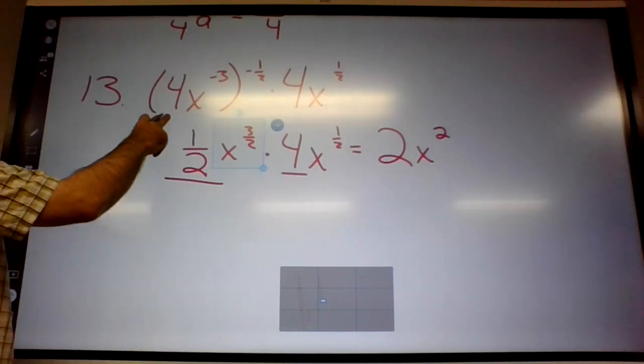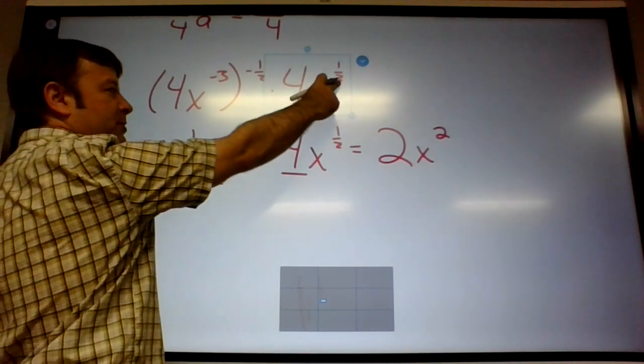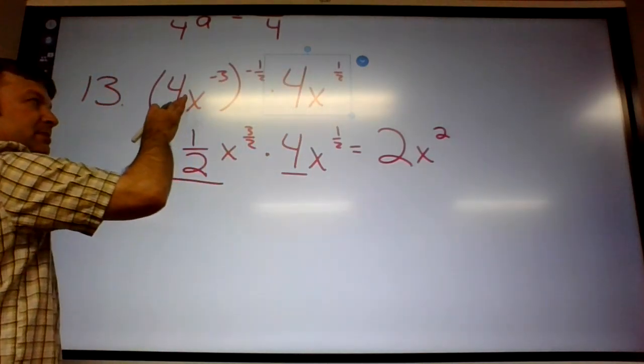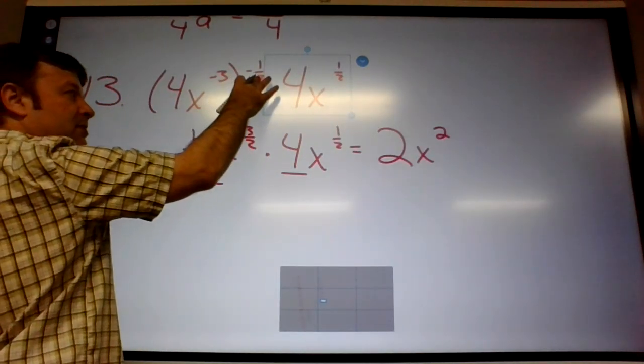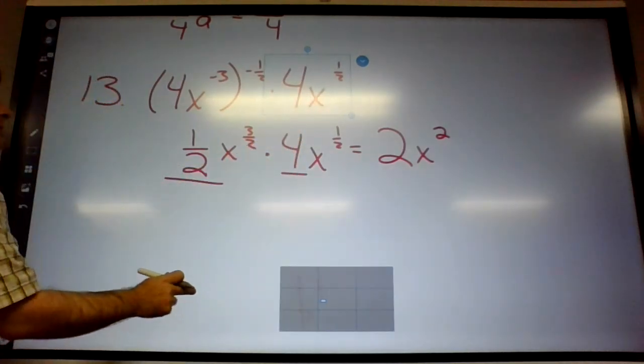So you could partially use your calculator. Notice on the second one, I did not do 4 to the 1/2 power because this one it was in parentheses, so it's all. This one, the 1/2 is on the x, not the 4.